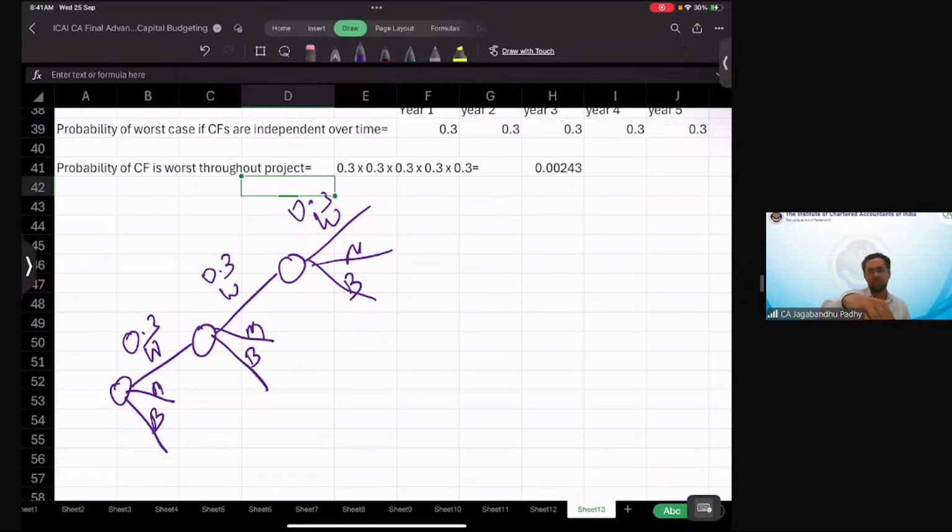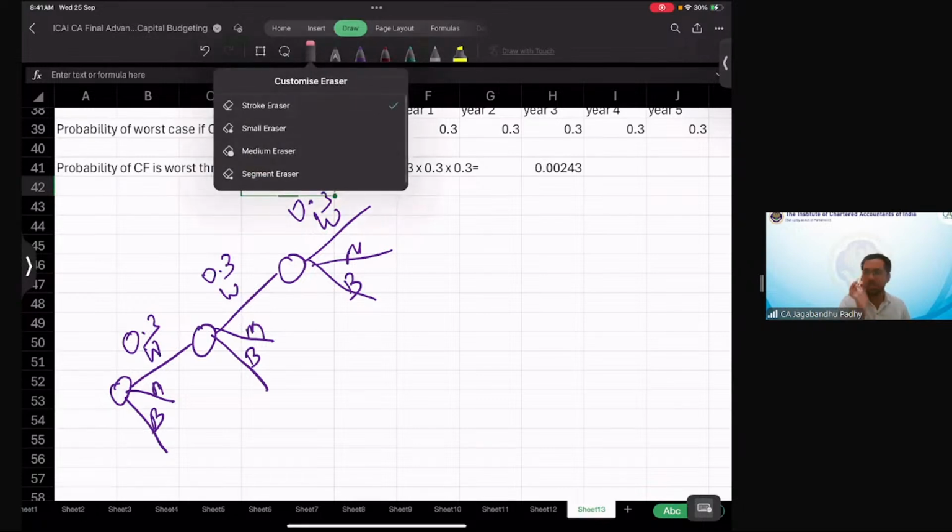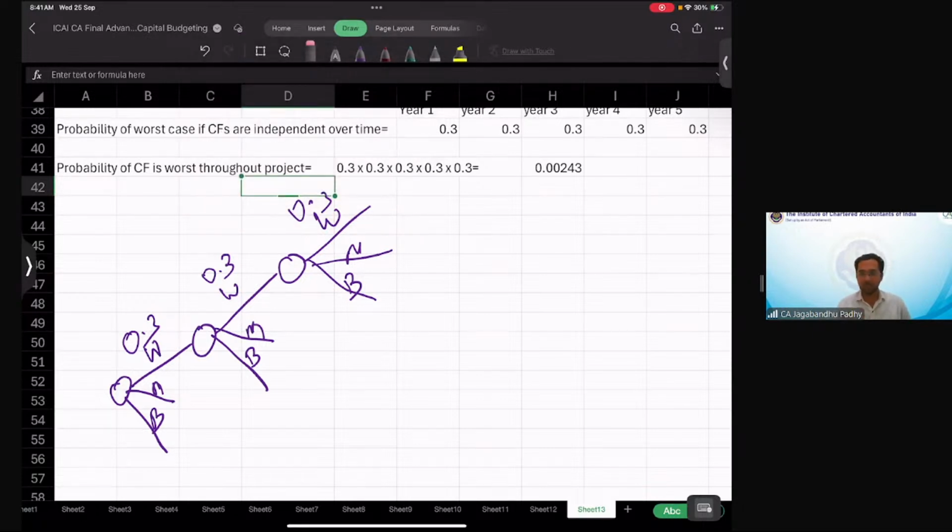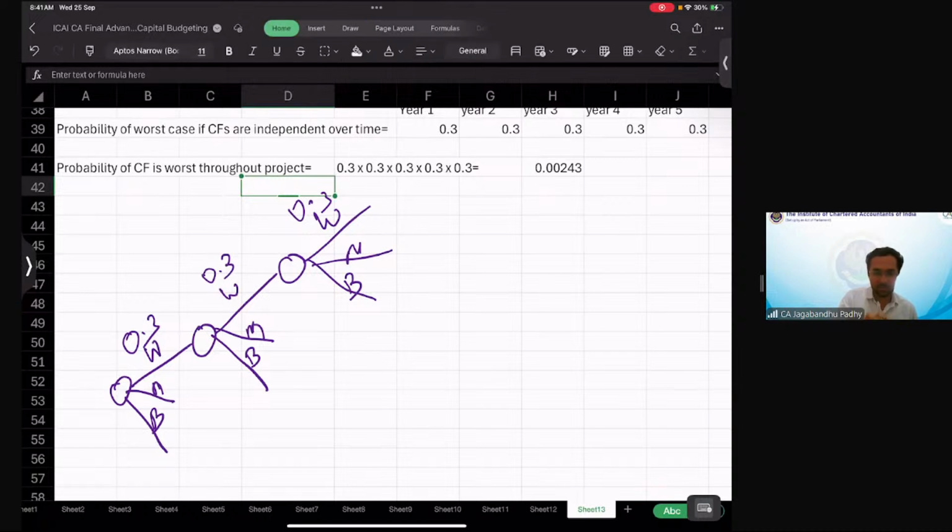This is what I think you might have learned in foundation also in the chapter of probability. Dependent and independent events. Whenever it is independent, you just need to multiply the probabilities to arrive at the cumulative probability of worst outcome. So I want to know, what is the total probability that my worst situation will always come? So it's going to be 0.3 into 0.3 into 0.3, and it goes on, 5 times it gets multiplied.